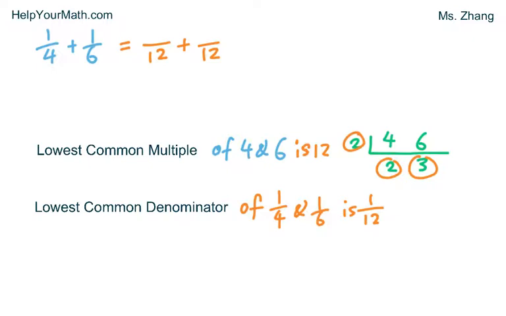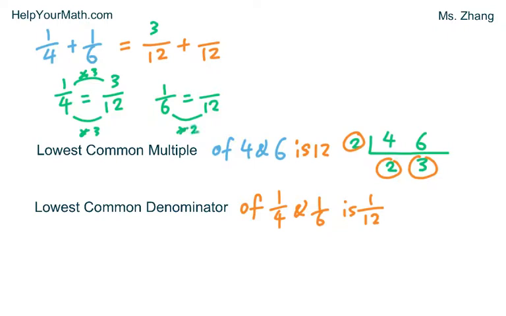Okay, so now we need to convert the numbers. So 1/4 equals some number over 12. Since 4 times 3 equals 12, that means we need to multiply by 3 on top too. So 1/4 equals 3 over 12. And then for 1/6, since 6 times 2 equals 12, we have 1 times 2 equals 2. So 1/6 equals 2 over 12. And the sum of this problem would be 5 over 12.